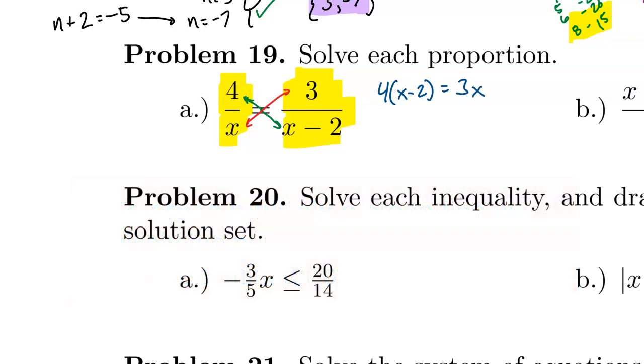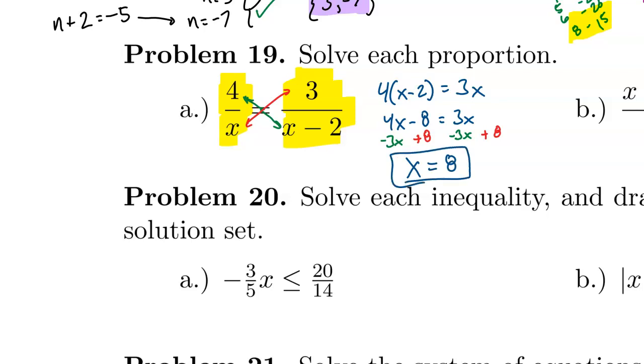Now, this is a linear equation, so I can distribute the 4 to get 4x minus 8 equals 3x. And if I add 8 to both sides and subtract 3x from both sides, I see that x equals 8.